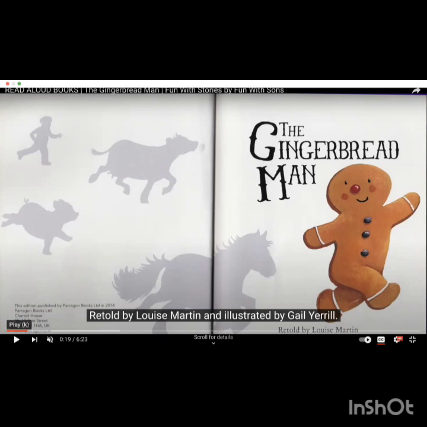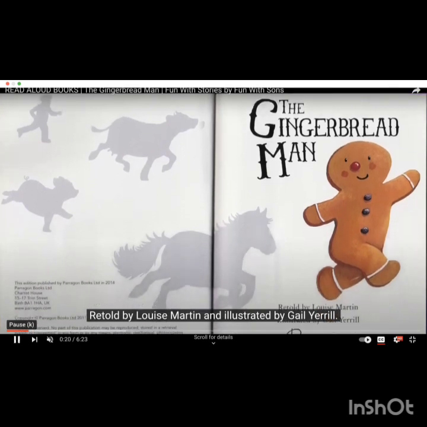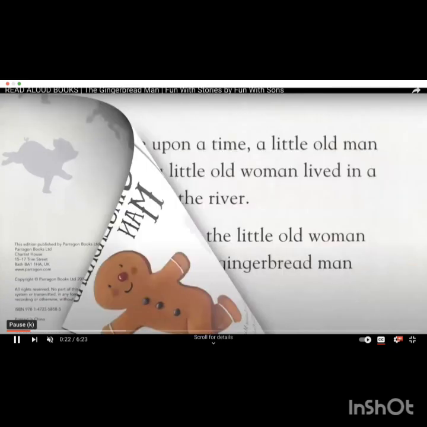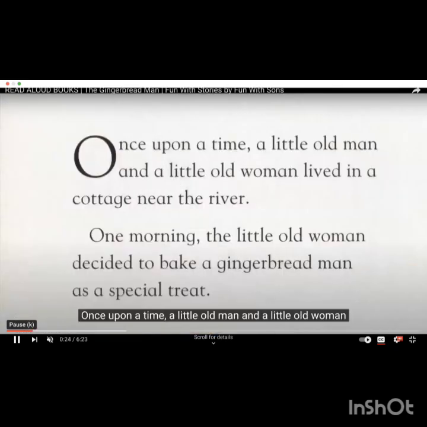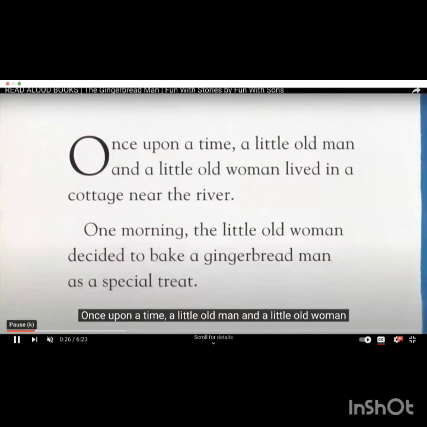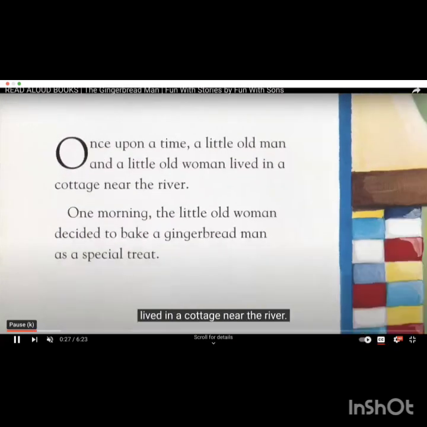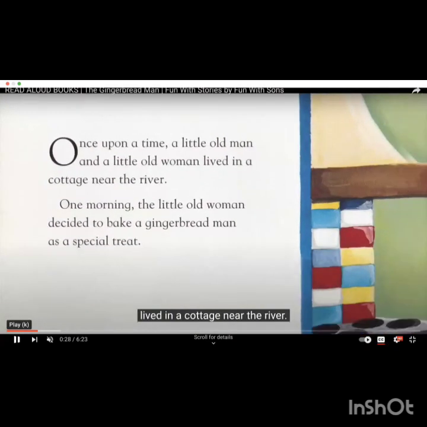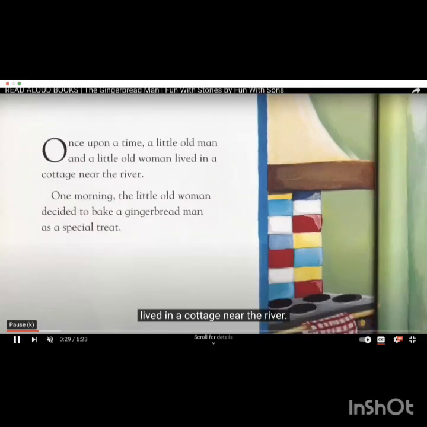The Gingerbread Man, retold by Lewis. Once upon a time, a little old man and a little woman lived in a cottage near the river. One morning, the little old woman decided to bake a gingerbread man as a special treat.